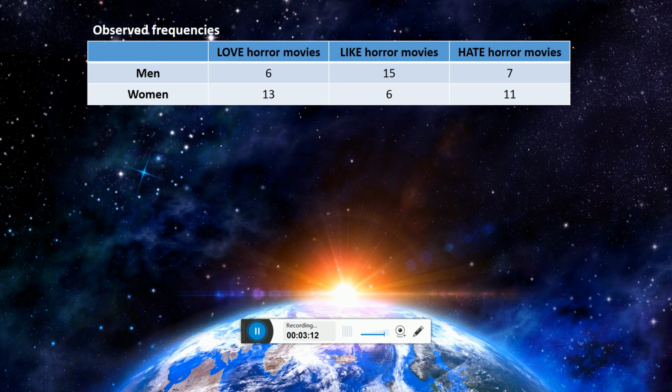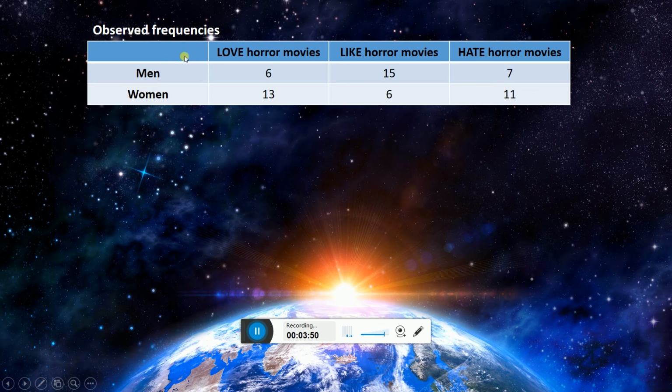Here, this represents some data that my students collected, where they went out and they surveyed other students and asked those students whether they love horror movies, like horror movies, or hate horror movies. And they made a note of which of those individuals were men and which were women. And this is the data that they obtained. So they found that among the men, 6 loved horror movies, 15 liked them, 7 hated them. Of the women, 13 loved them, 6 like them, and 11 hate them.